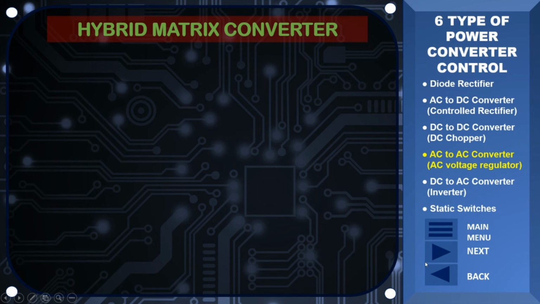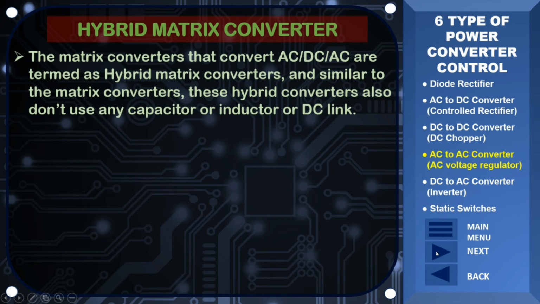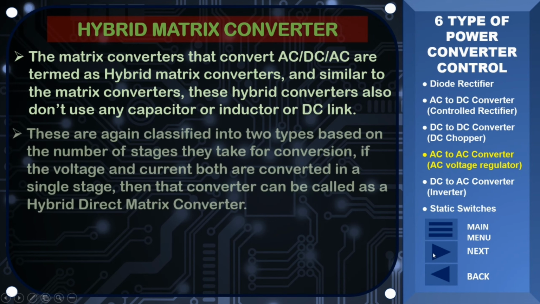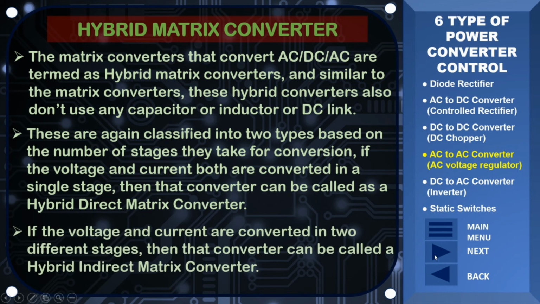Hybrid matrix converter. The matrix converters that convert AC to DC to AC are termed hybrid matrix converters. Similar to the matrix converters, these hybrid converters also don't use any capacitor or inductor or DC link. These are again classified into two types based on the number of stages they take for conversion. If the voltage and current are both converted in a single stage, then that converter is called a hybrid direct matrix converter. If the voltage and currents are converted in two different stages, then that converter is called a hybrid indirect matrix converter.